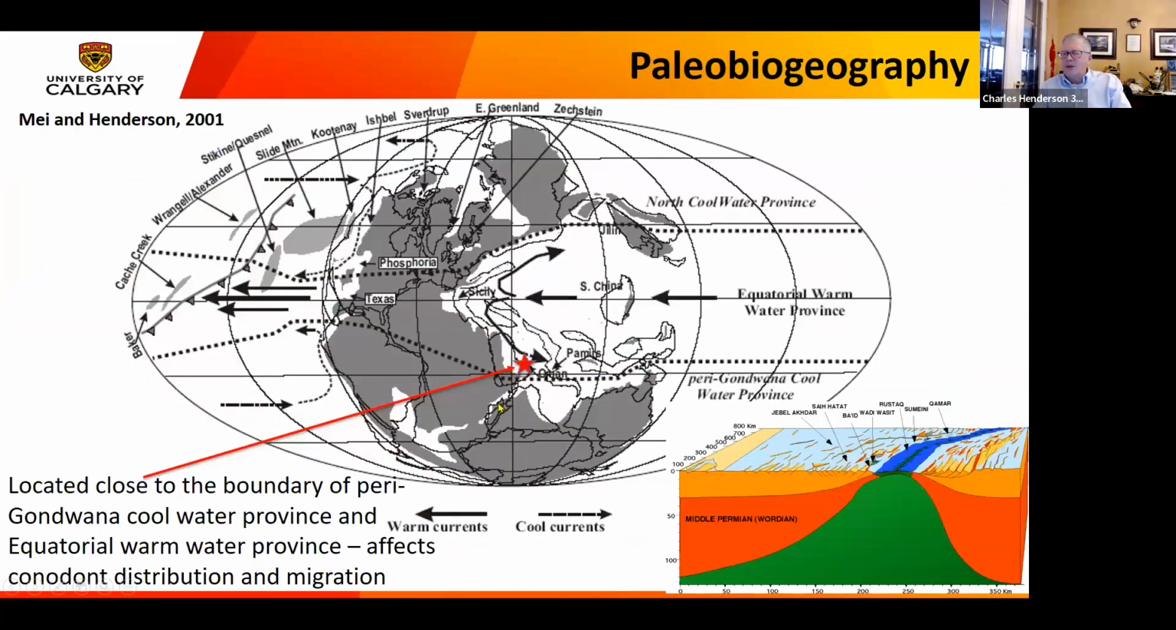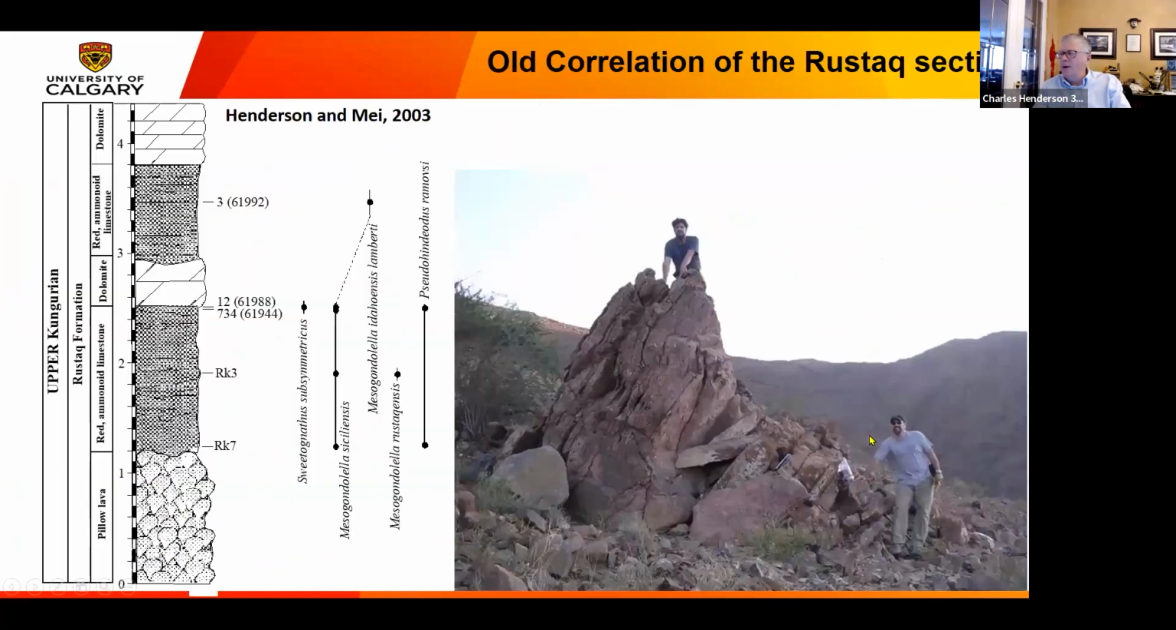So this area is located close to that boundary, and so we're going to take a look at Rustak right here. And there's the section. We have Adam Woods and Steve Grasby. Just saw both of these gentlemen at GSA last week. And there's the whole section. The whole section as measured here is just over 4 meters.